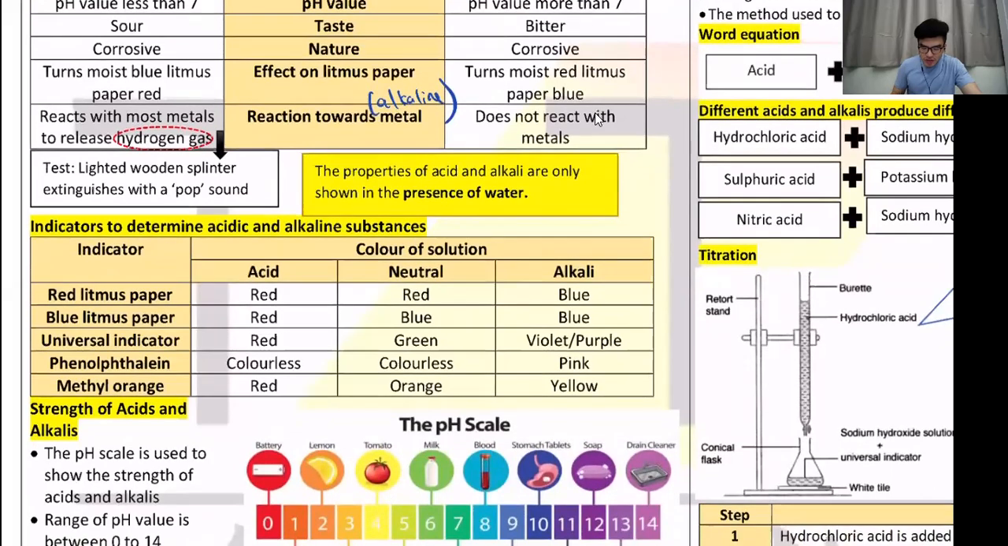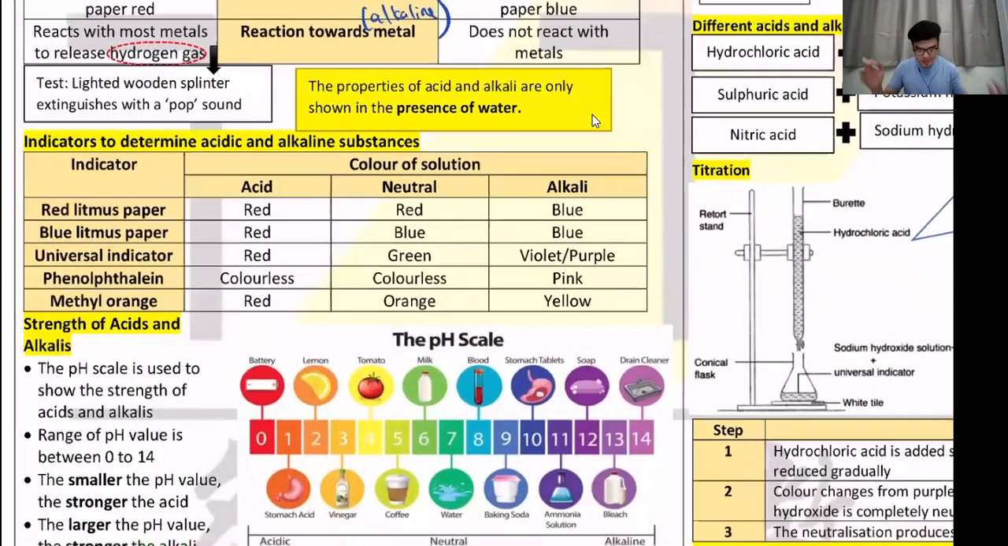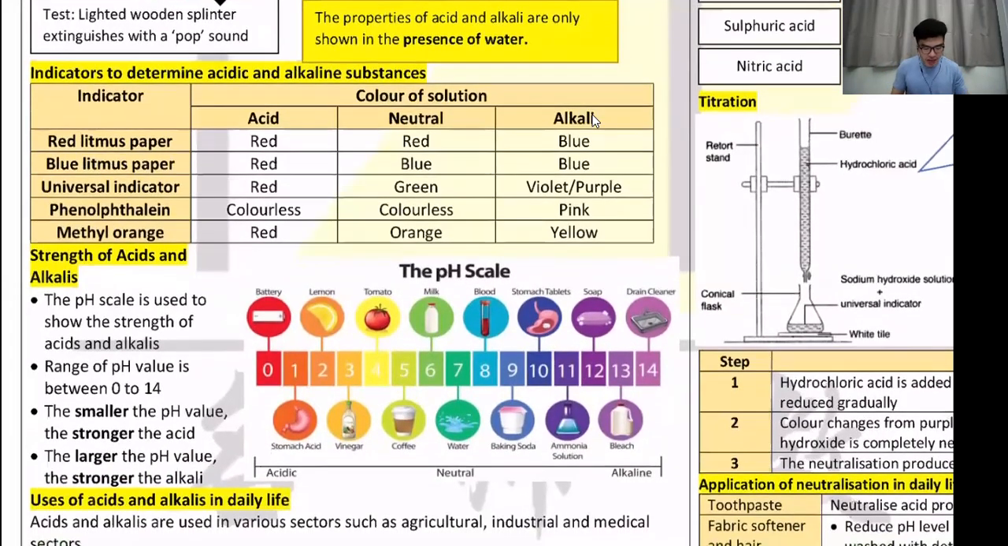And then, of course, very important properties here: acid and alkaline will only show their properties if there's a presence of water. That means dry acid and dry alkaline, you will not see any properties. Case in point, you take a piece of dry soap, you take litmus paper, you put on it, you don't see anything. They will only show their properties if there's water. Simple.